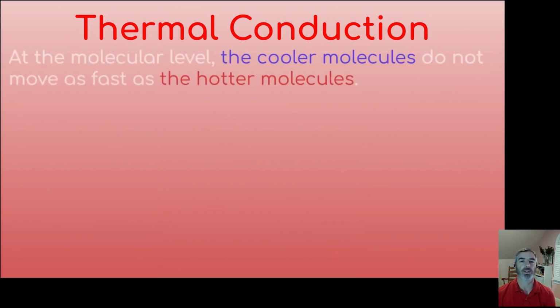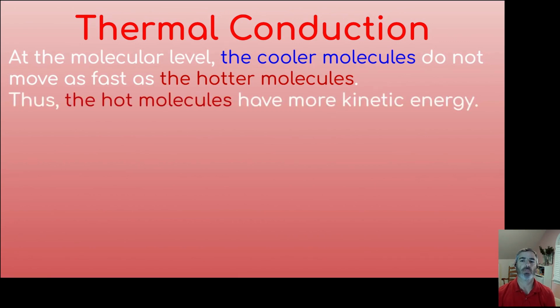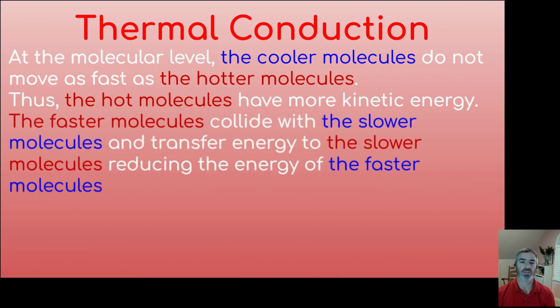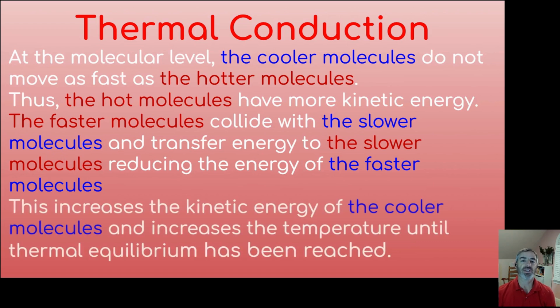So, thermal conduction at the molecular level. We know that the cooler molecules don't move as fast as the hotter molecules based on their temperatures, and the hotter molecules have more kinetic energy, as we learned previously. So the faster molecules are going to collide with the slower molecules, and they transfer energy to the slower molecules, and that reduces the energy of the faster molecules through those collisions. This increases the kinetic energy of the cooler molecules and increases their temperature until thermal equilibrium has been reached. So the warmer molecules slow down, so they get cooler, and the cooler molecules get faster, so they warm up through those elastic collisions that occur at the molecular level.